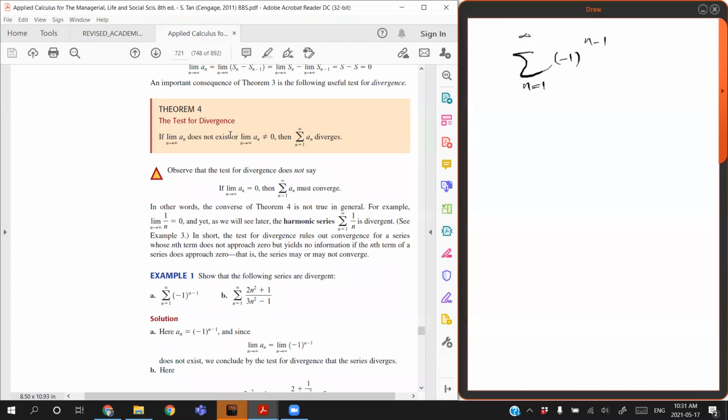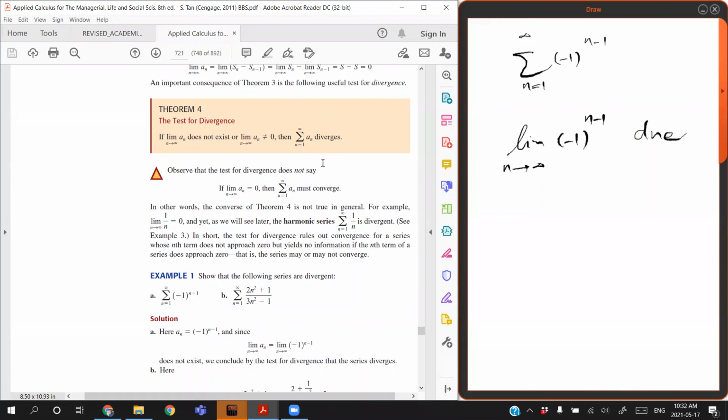So how do you test that? You just take the limit of the general term. Now, if this limit is 0, the test is inconclusive. That means the test would be useless if this limit is 0. However, if this limit is not 0, or if this limit does not exist, then you know that the series is divergent.